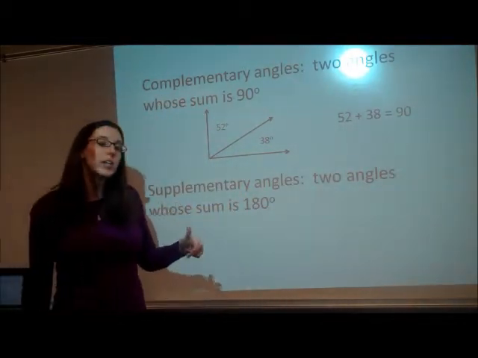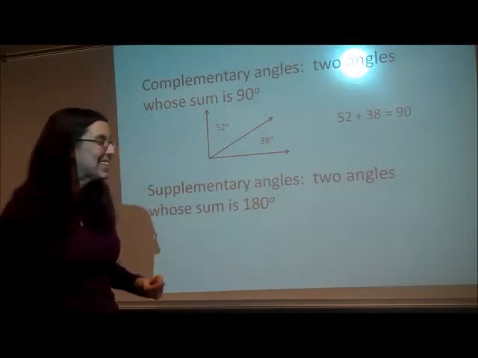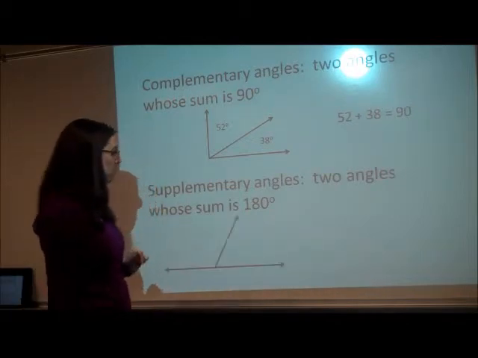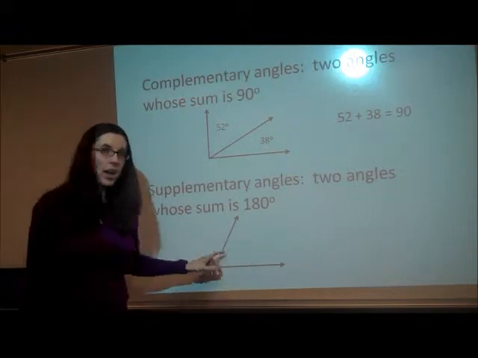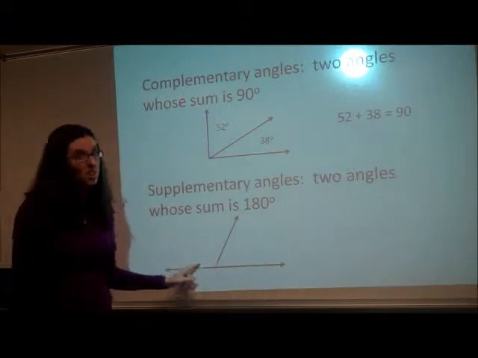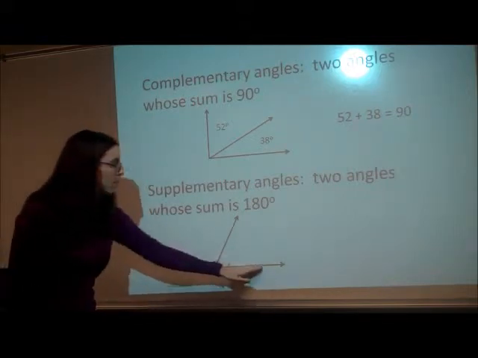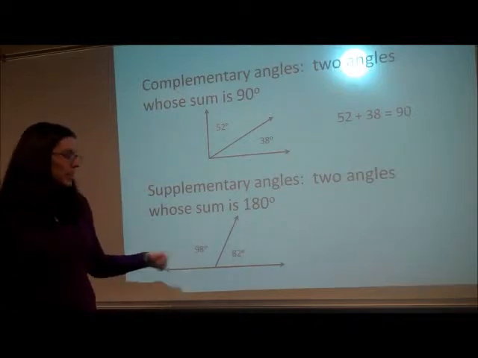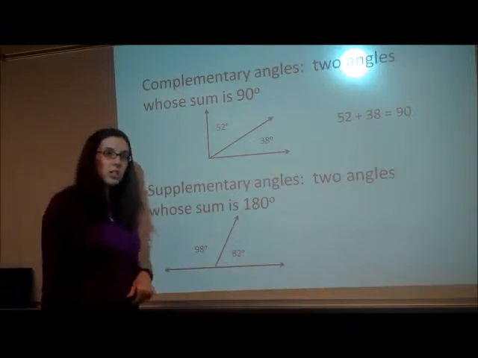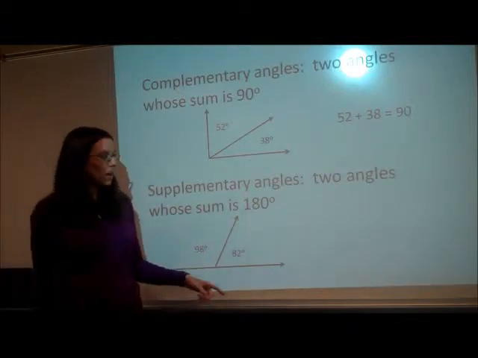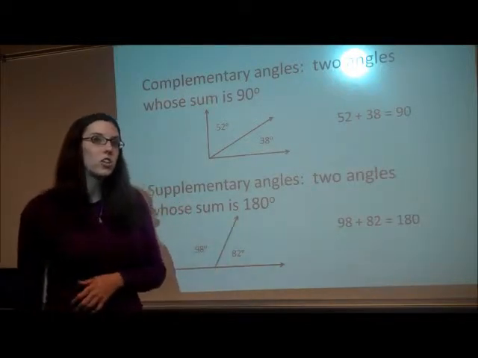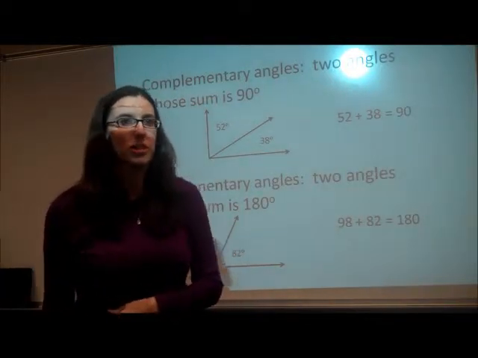Supplementary angles are two angles whose sum is equal to exactly 180 degrees. So here we're looking at, together you could say that they form this straight angle. So we have 98 degrees, we have 82 degrees. When we add those together, we get 180 degrees, so that's how we know it's supplementary.